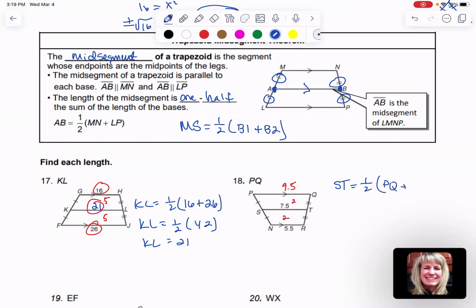So PQ and NR. So ST, which is 7.5, will equal half of PQ. I'm going to call that X, plus NR, which is 5.5. I'm going to get rid of the half first by multiplying both sides by 2. When I multiply the left side by 2, I get 15. When I multiply the right side by 2, that cancels the half, and I'm left with X plus 5.5. Then when I subtract 5.5 from 15, I get 9.5, which is what we figured out it would be up here.